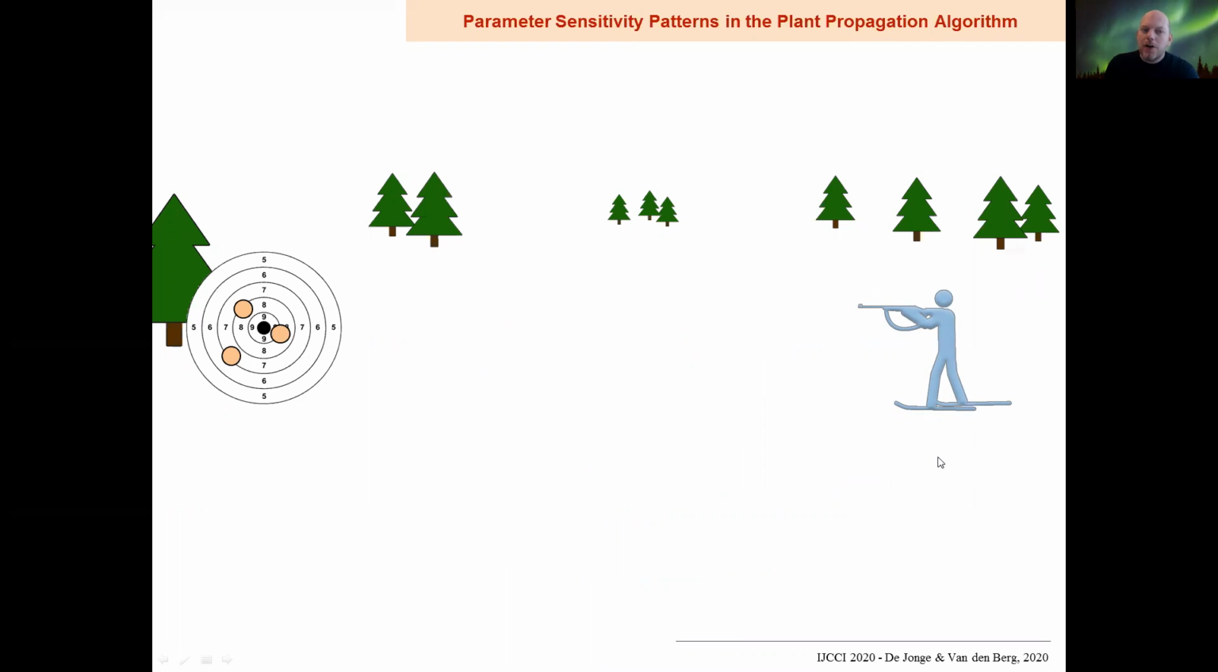But moreover, shooting from such a big distance with such a low variance within the shots, they're all very closely together, tells us something else. It tells us that the shooter has a steady hand. He is robust, if you like, or insensitive to parameters such as sudden gusts of wind, snowflakes falling, or a loud audience cheering on the side.